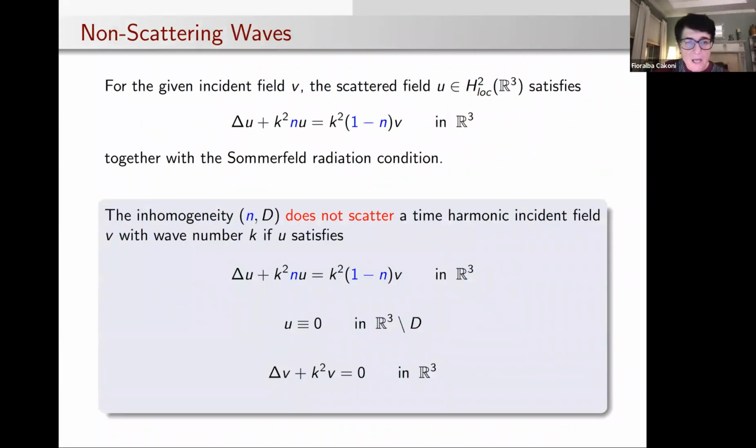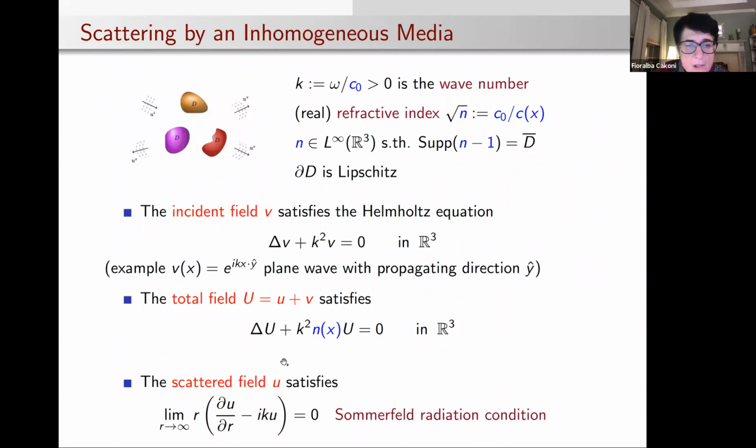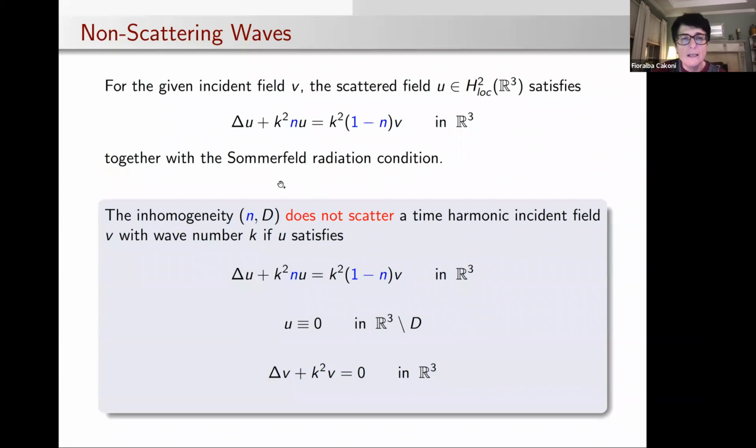Okay, so now let me get directly to my main question. What does non-scattering wave number or non-scattering configuration mean mathematically? To explain this, let me modify this equation a little. If I subtract the incident field from the total field, then the equation for the scattered field becomes a Helmholtz equation with a source, and the source comes from the incident field. But remember, the source on the right-hand side has compact support, because one minus n is different from zero only in the support of the perturbation, which I called D. So this is the scattered field. It's a very simple equation.